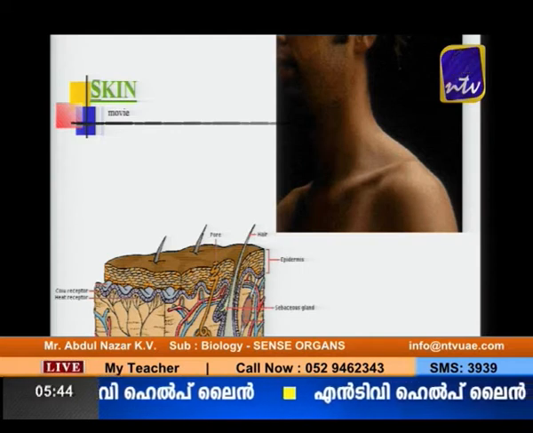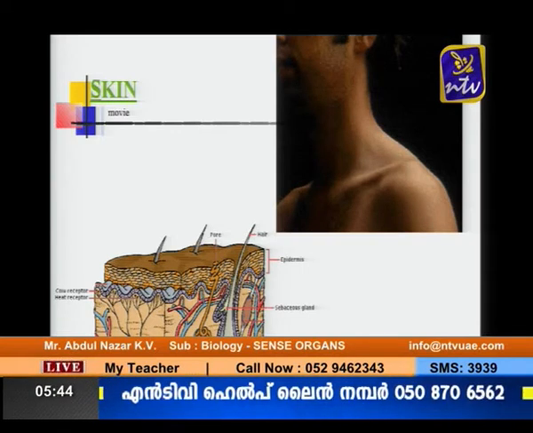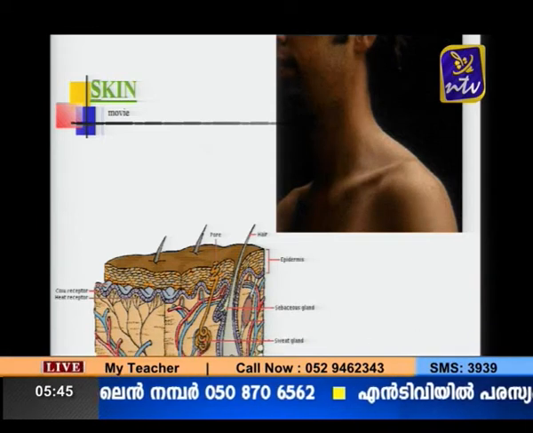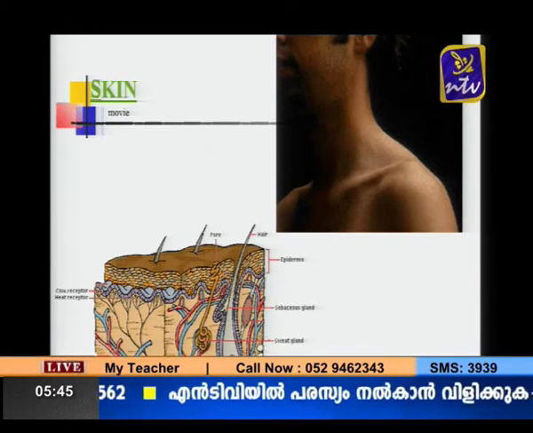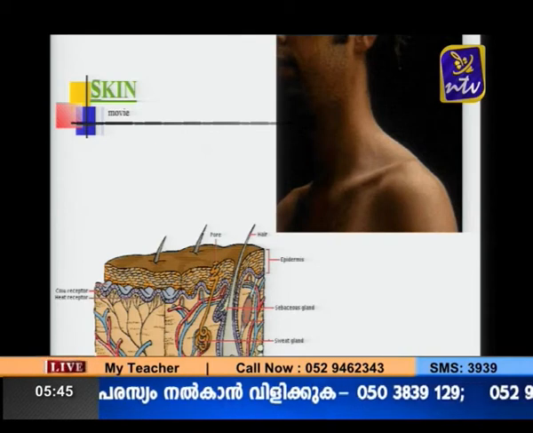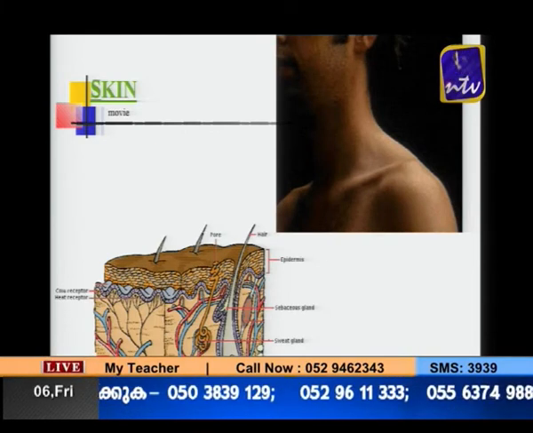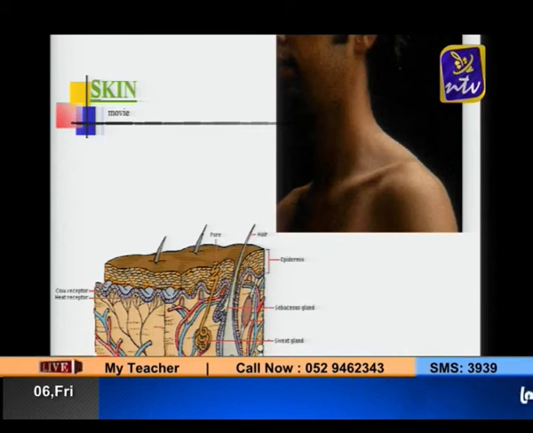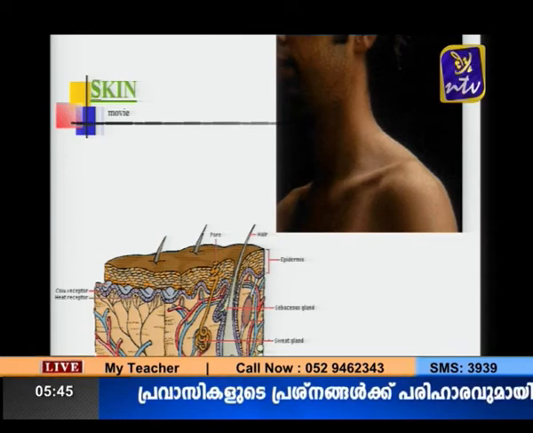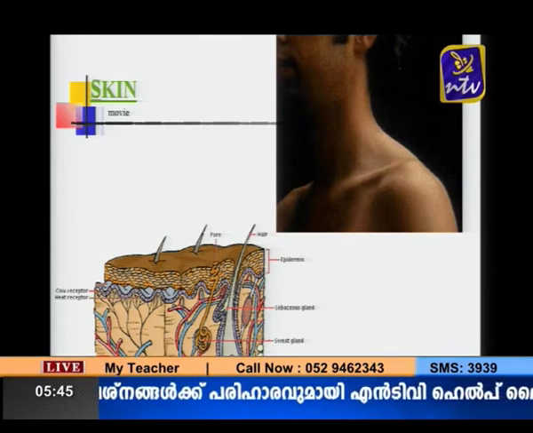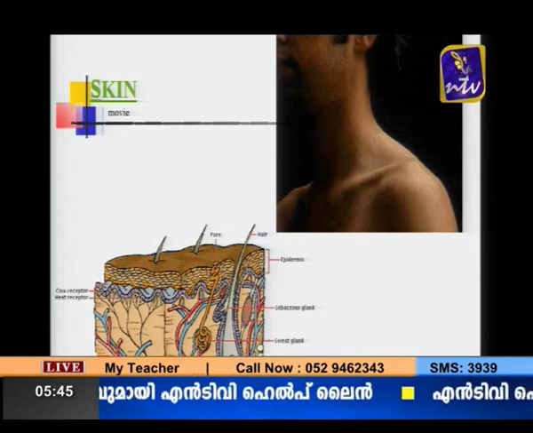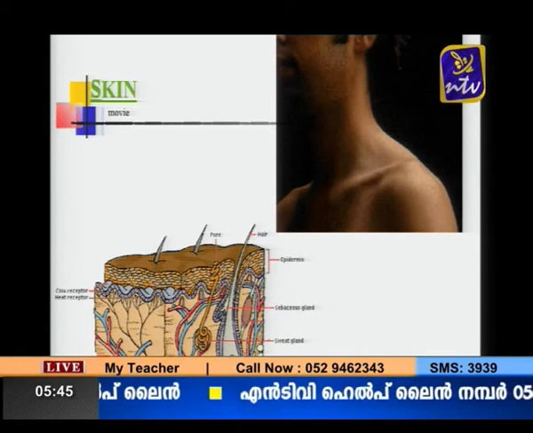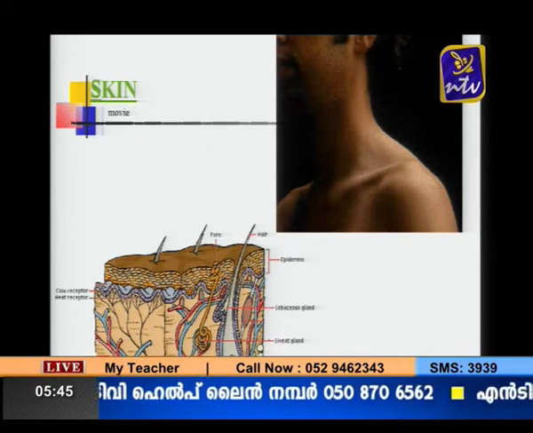Now let us move to the next sense organ. It is the largest sense organ in our body. It's skin. It covers the entire body. If you examine the structure of the skin, you can see that it consists of one or two layers of cells which are dead cells, and below the two layers of cells, there are nerves, blood vessels, sweat glands, and sebaceous glands.